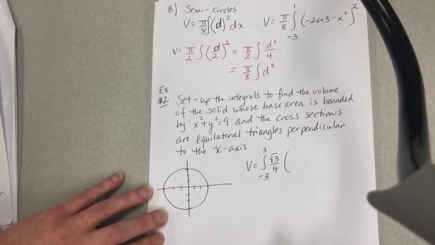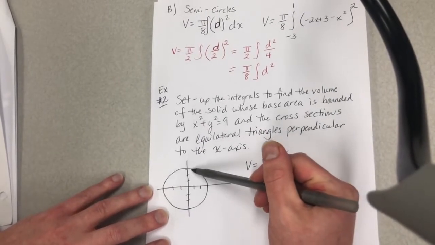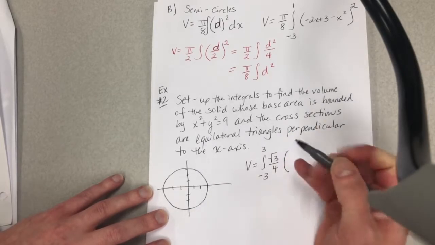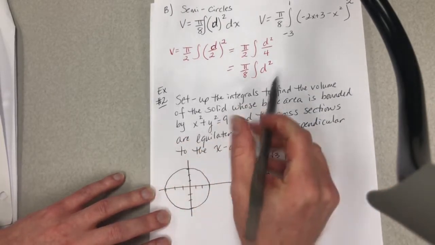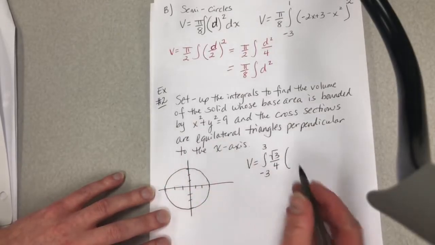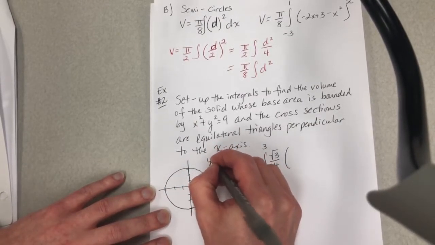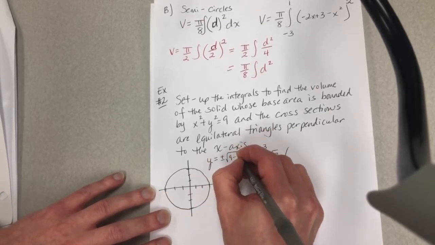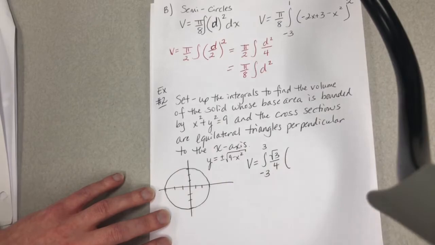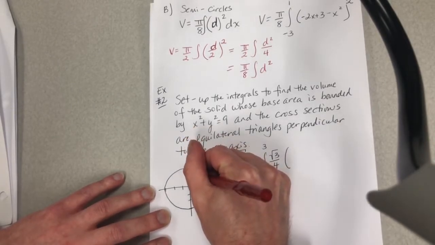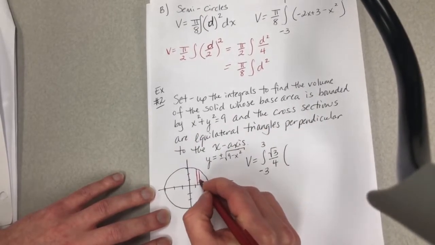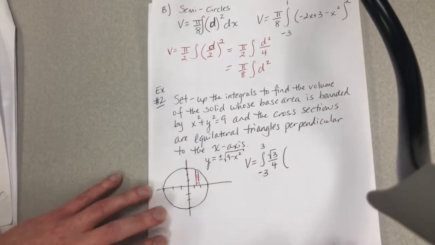And your side is going to be top curve minus bottom curve. Okay? So your top curve is going to be this, and your bottom curve is going to be the negative branch. So what we would have to do, like we did up here, is since it's not solved for y equals, we got to solve for y equals. So y should come out to be plus or minus the square root of 9 minus x squared. Okay, because our cross sections are perpendicular to the x-axis. Okay, so we're going to solve for y equals.